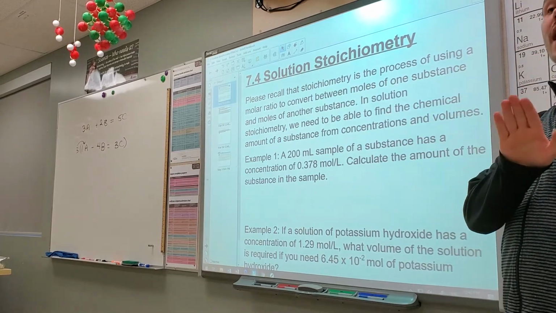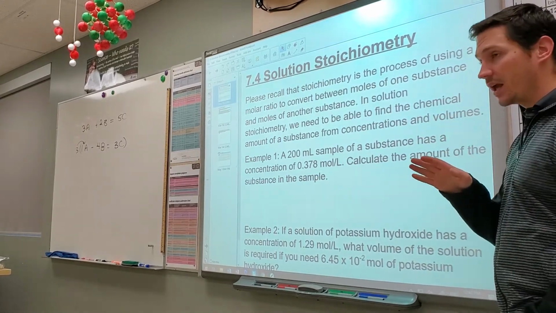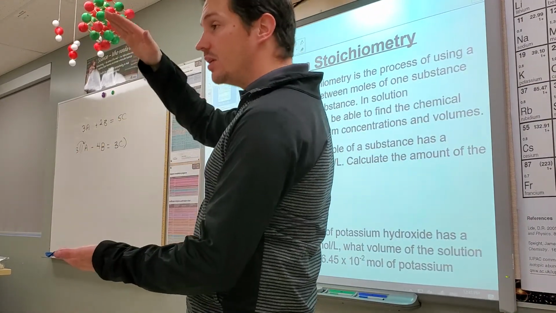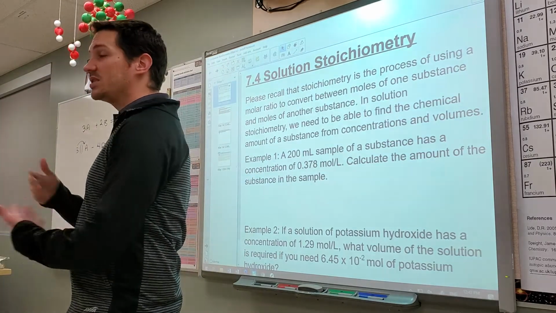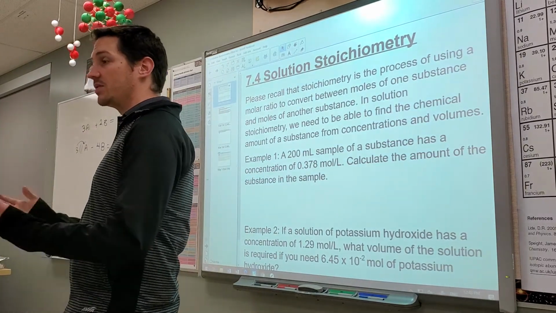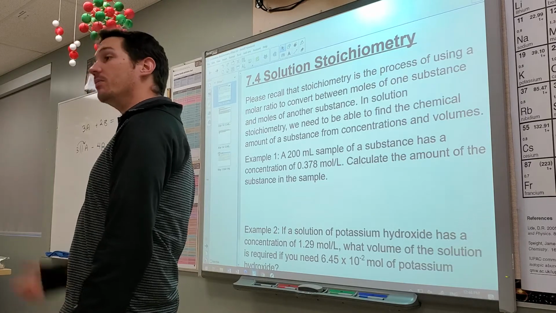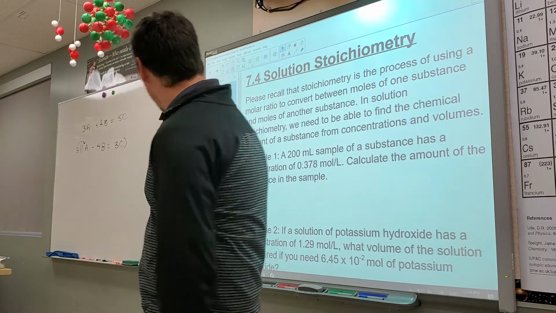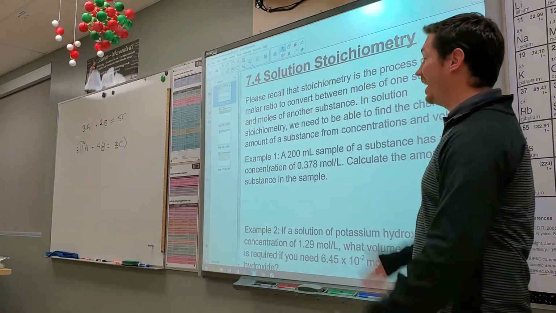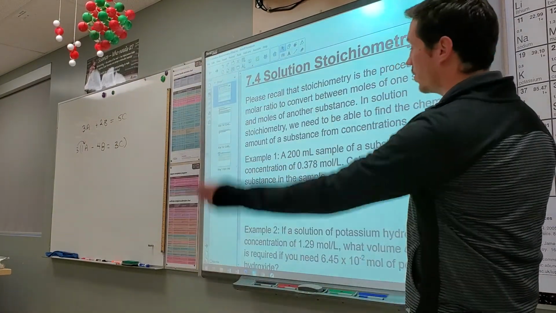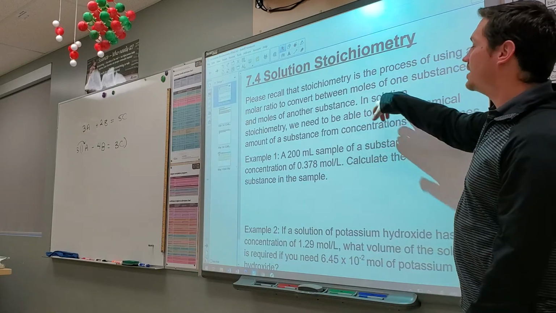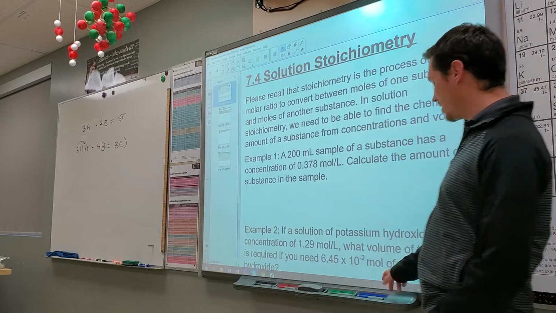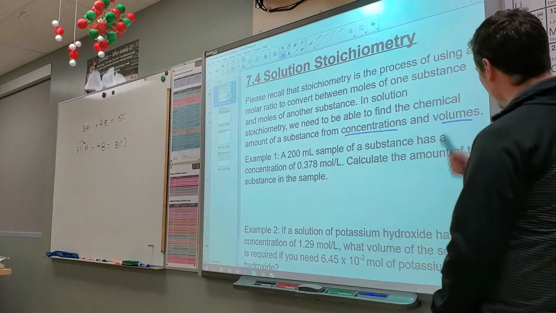Solutions are defined in a couple different ways. You can define the volume of a solution, and then you can define one other characteristic. What's the only other characteristic you can define about a solution? Yeah, the number of moles in that volume. So concentration. In solution stoichiometry, we need to be able to find the chemical amount of a substance from concentrations and volumes.